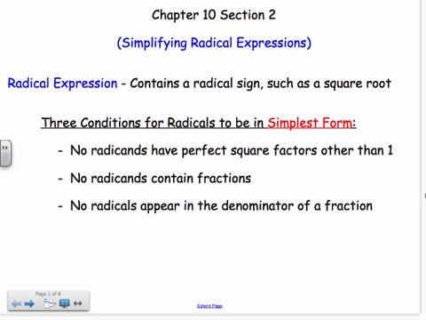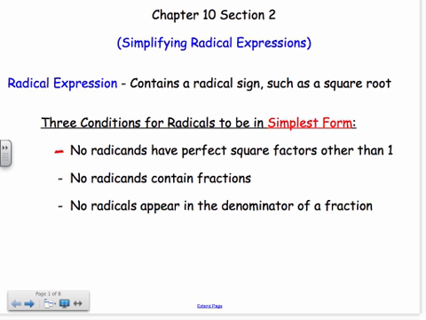And to do this, we have to follow three rules, three conditions. We're going to talk about each of these individually. Our first condition is that no radicands, that's the number inside the square root, have perfect square factors other than 1. That's going to be the first thing we're going to look at. I'm going to use those three words a lot: perfect square factors. We've got to get used to those.